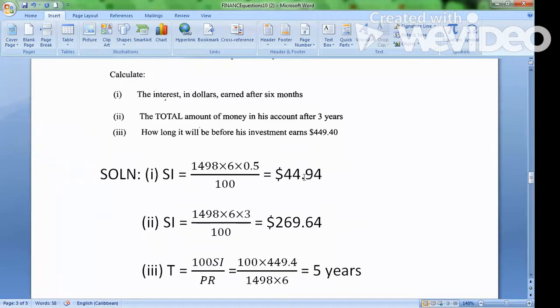I want you to look at something. Look here. That's 44.94, not true? Yes, sir. You earn 44.94 in 6 months, right? You could times that by 2 for the year, or the 3 years. Look at what they asked for: 449.4. So basically, if I multiply this by 10, don't I get 449.4?